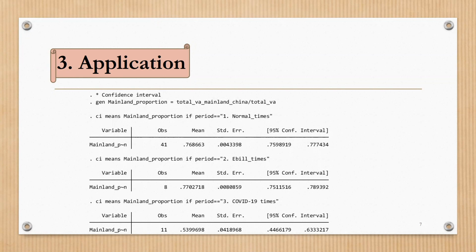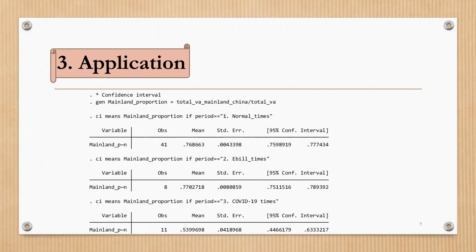And then when we change the period to 3 COVID-19 times, so here you can see the mainland proportion. The mean is 0.5399. So that means that it is just a 50-something% of the proportion of all the visitors are from mainland China. So about slightly more than half of the visitors are from mainland China.